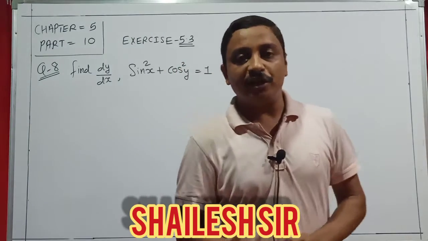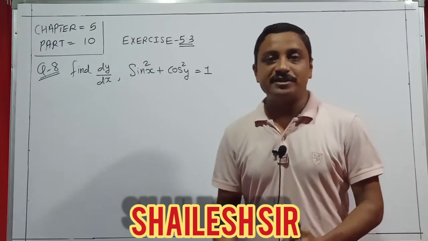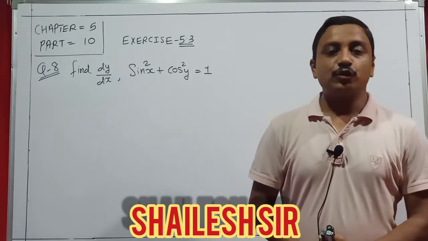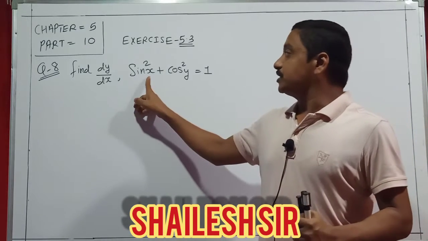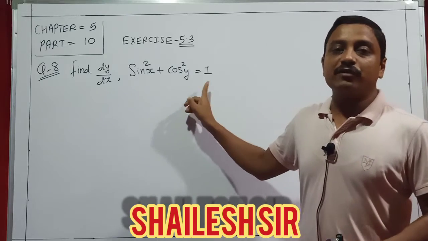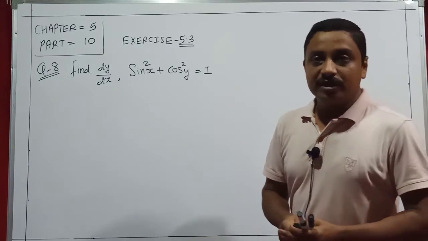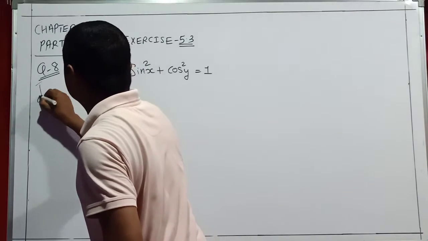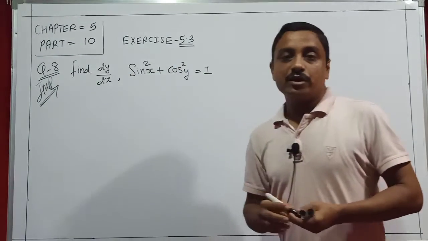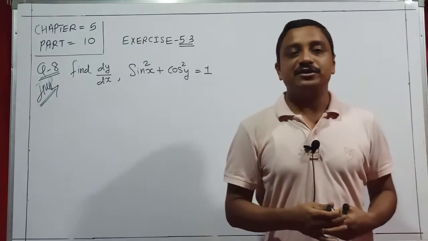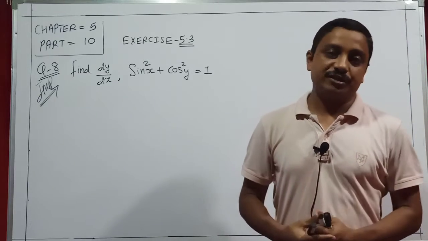Students, up to 5.3, in the questions we already explained 7 questions. So today I am going to the 8th one. Find the derivative of the given function sin square x plus cos square y is equal to 1. Yes students, this is an important question for board level, because this question has 4 different types of answers related to your functions.